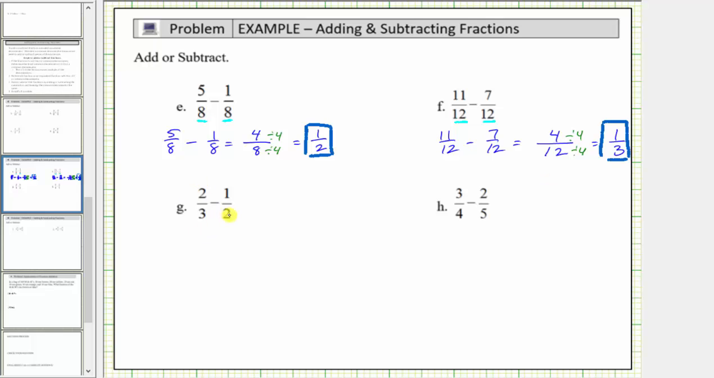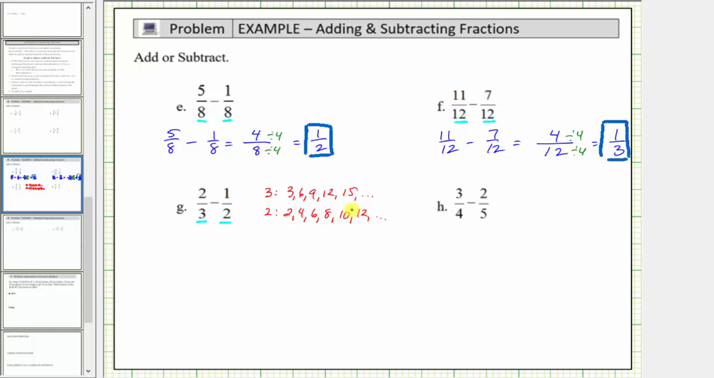Next we have 2/3 minus 1/2. Notice for this difference, we do not have a common denominator, and therefore the pieces or parts are not the same size. So step 1 is to determine the least common denominator, or at least a common denominator. And we'll do this by listing multiples of 3 and multiples of 2. Multiples of 3 are 3, 6, 9, 12, 15, and so on. Multiples of 2 are 2, 4, 6, 8, 10, 12, and so on.